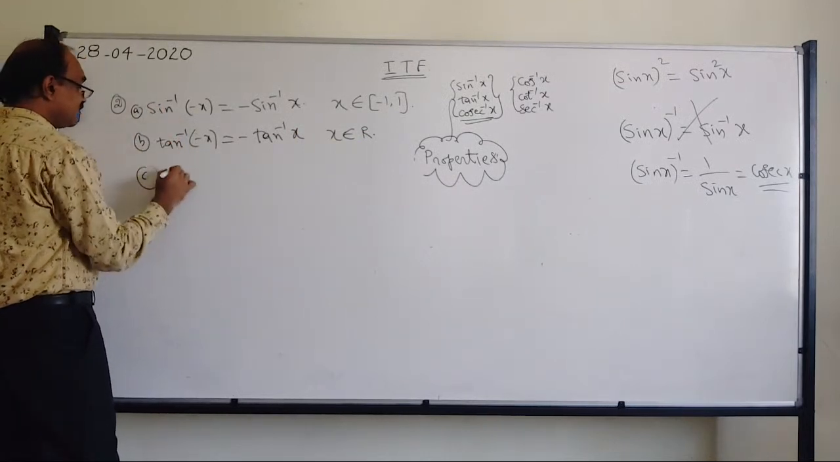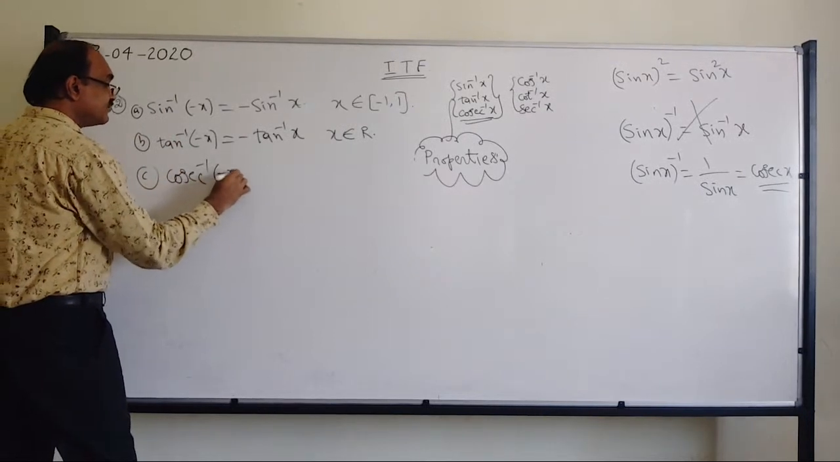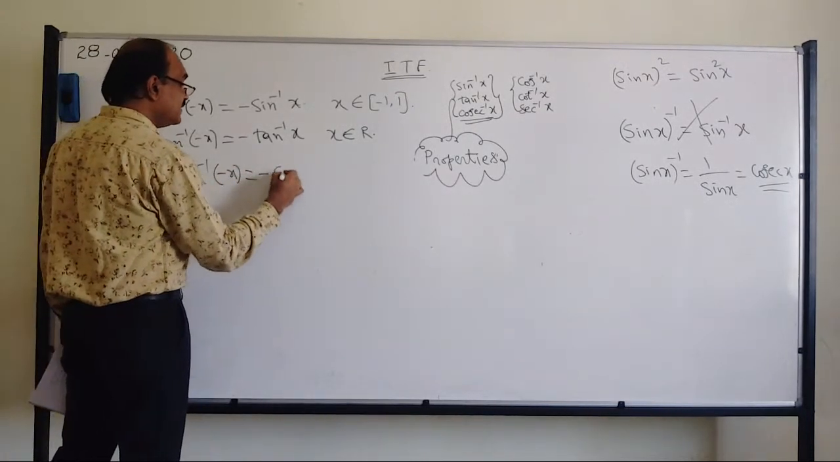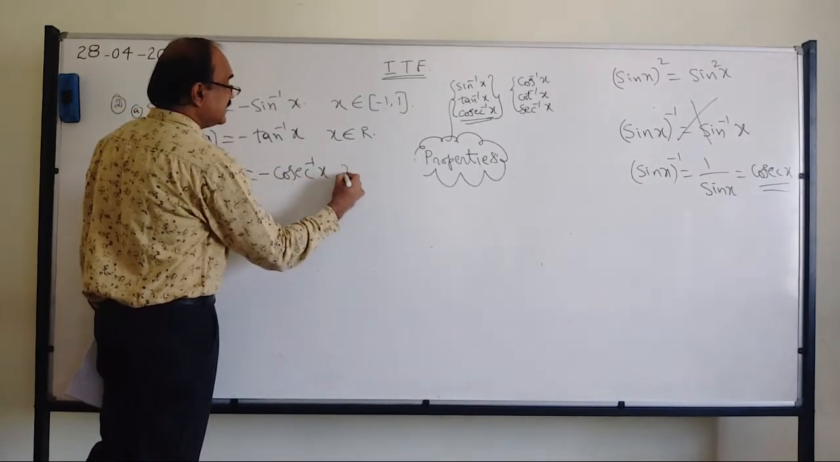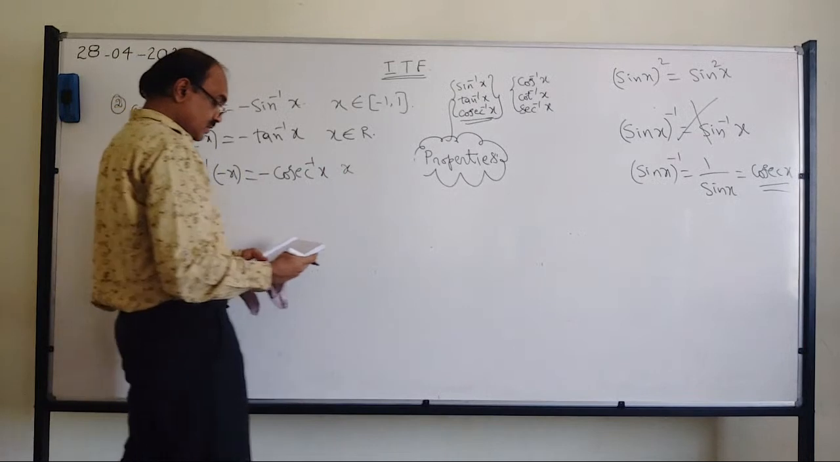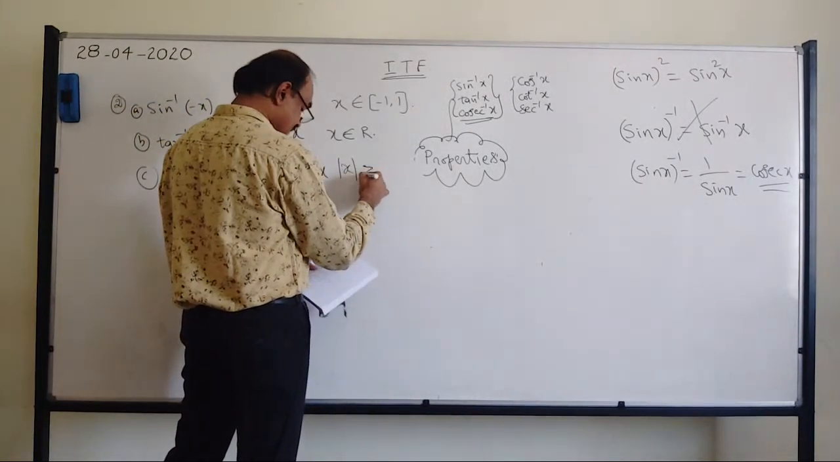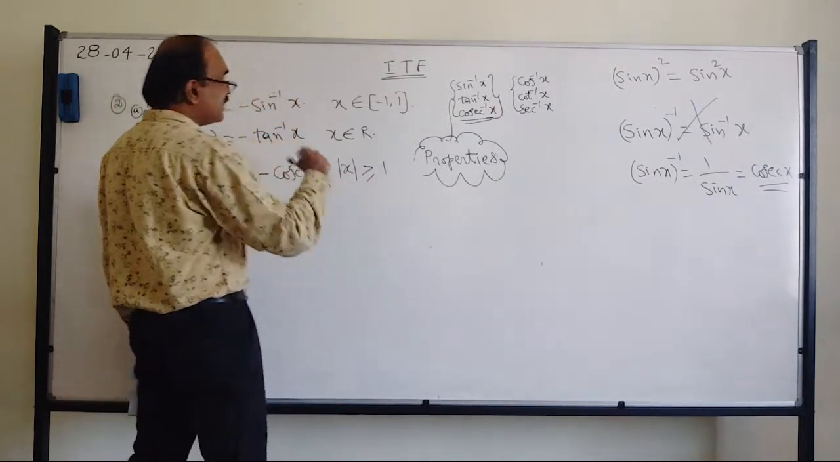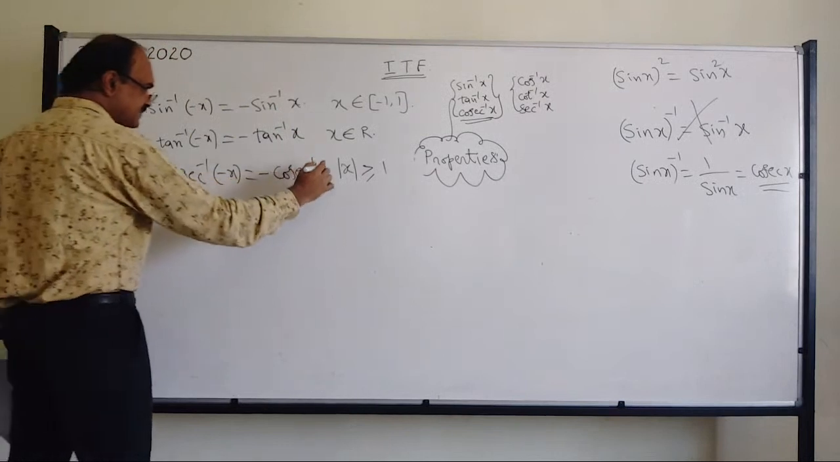C: sine, tan and cosecant, these three will go together. Cosecant inverse of minus x is minus cosecant inverse x. x belongs to, or in a simple way, modulus of x should be greater than or equal to 1. That is, x should be greater than plus 1 or less than minus 1. Simple way of expressing is this.